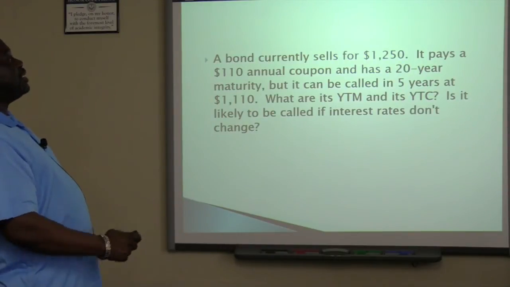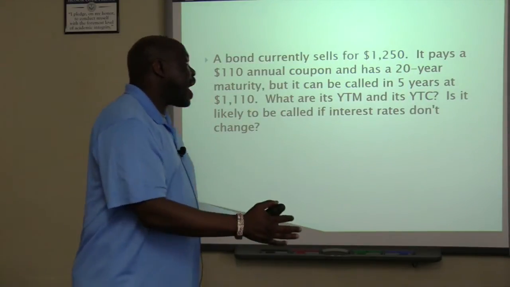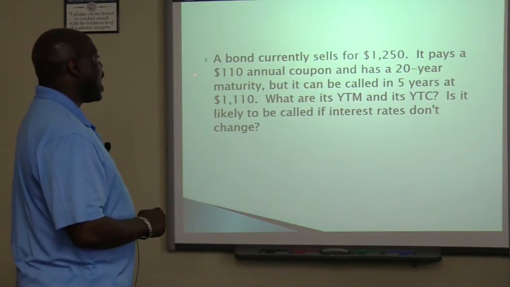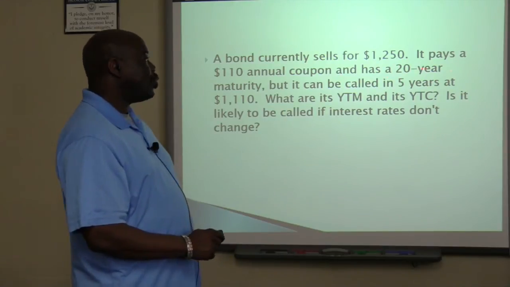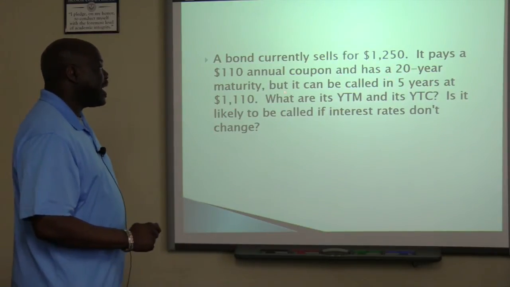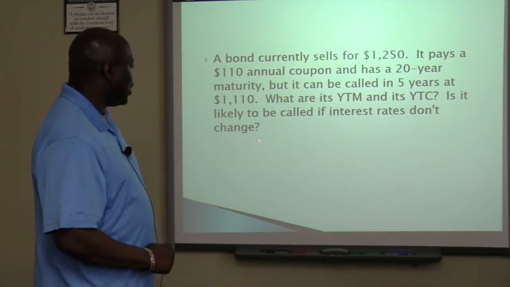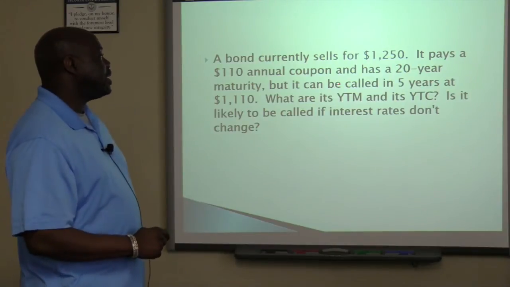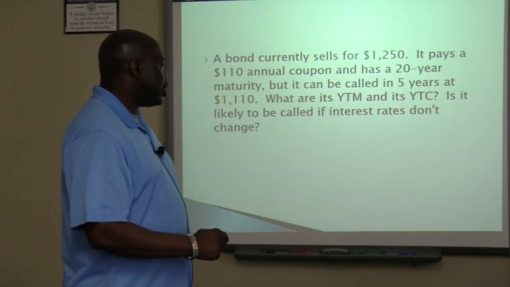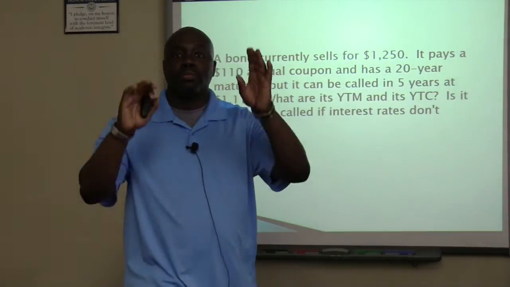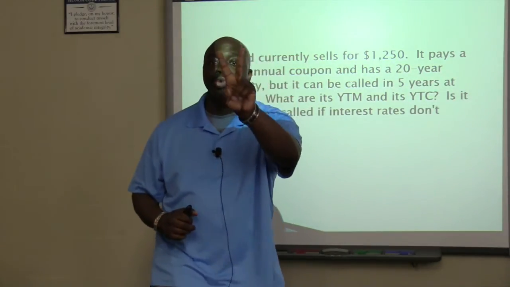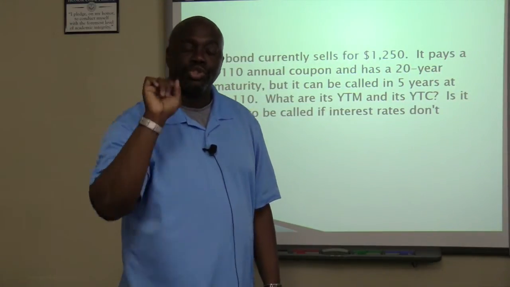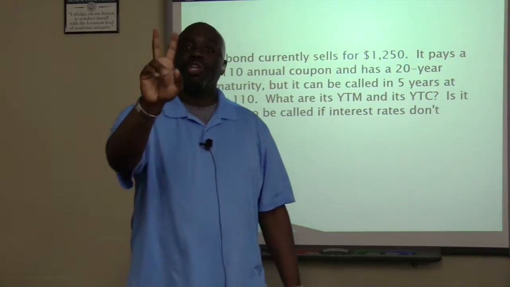A bond currently sells for $1,250, and it pays a $110 annual coupon. It has a 20-year maturity, but it can be called in 5 years at $1,110. What is its yield to maturity and its yield to call? Off the bat, this is two different problems. You first have to figure out the yield to maturity, then the yield to call.